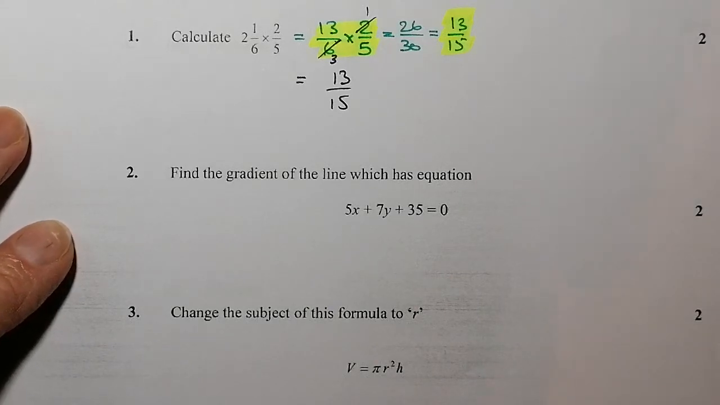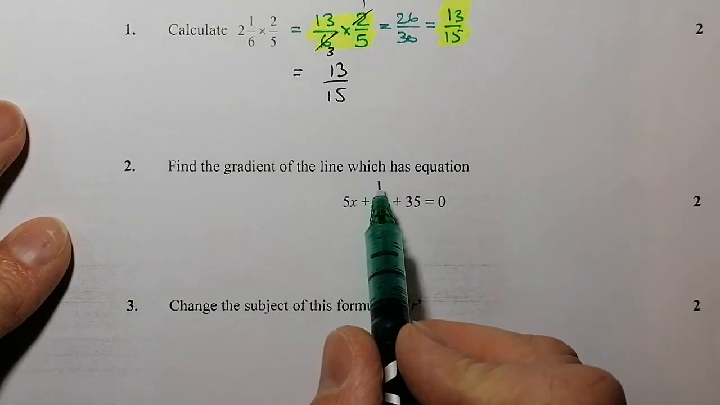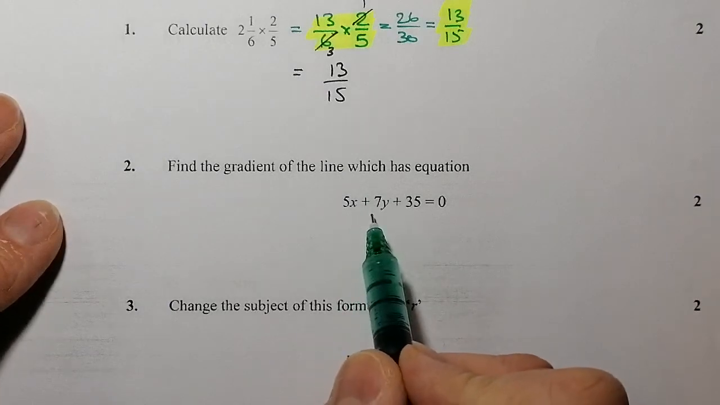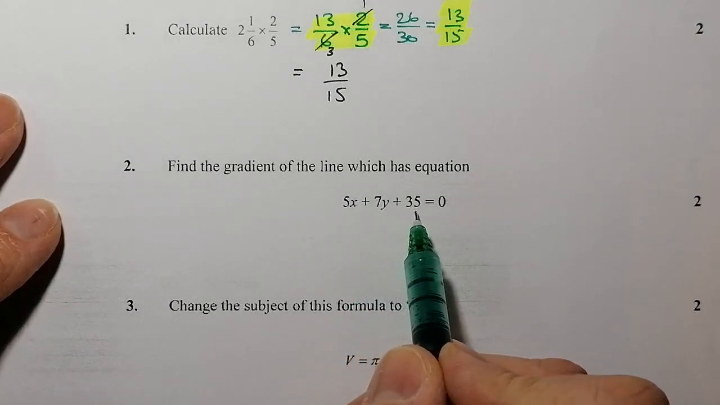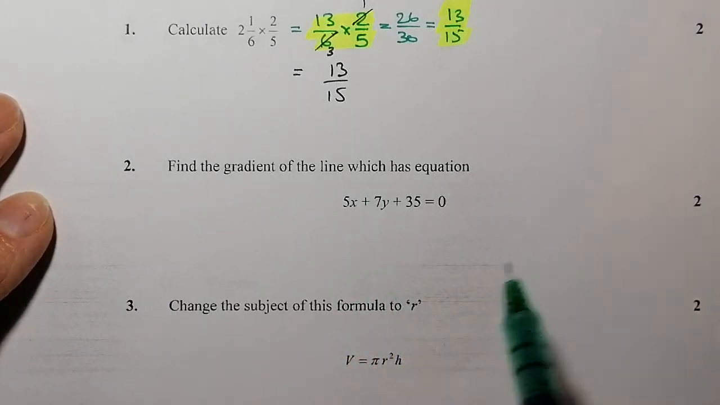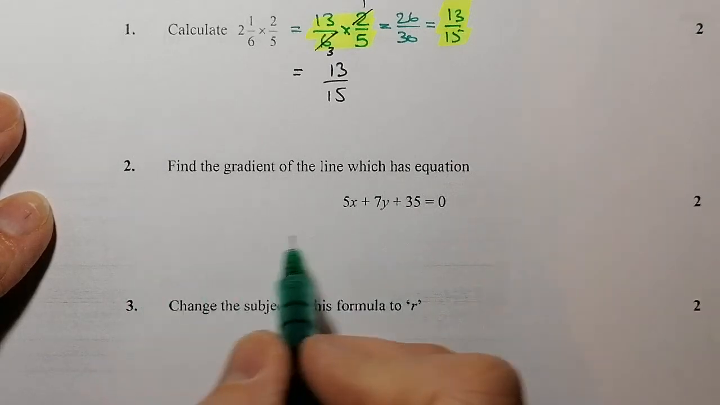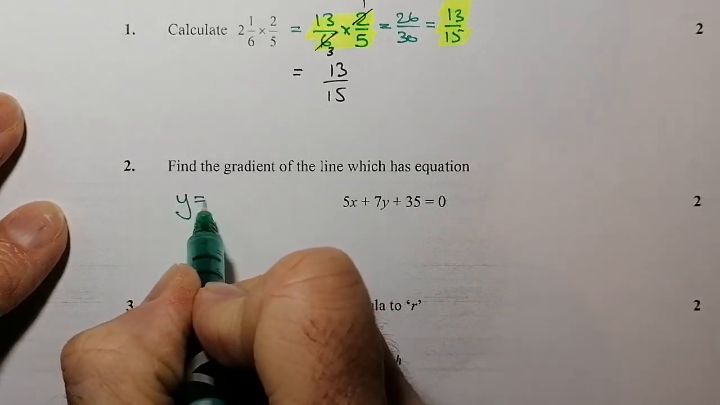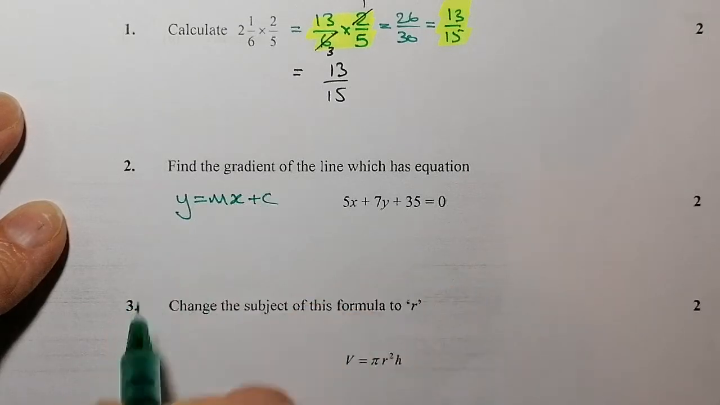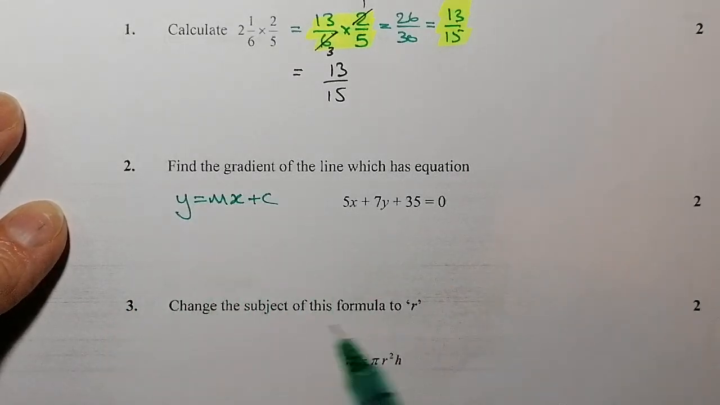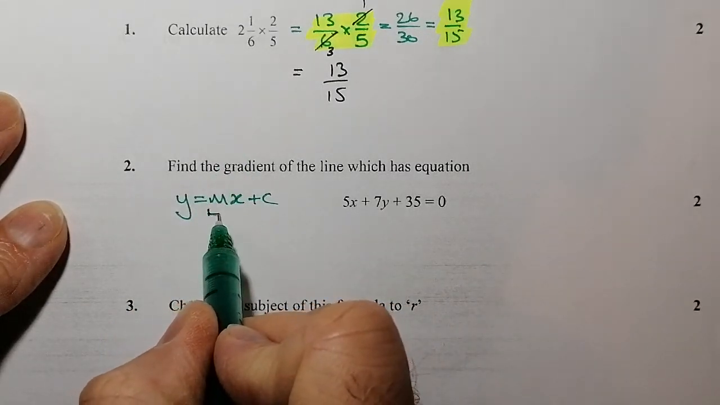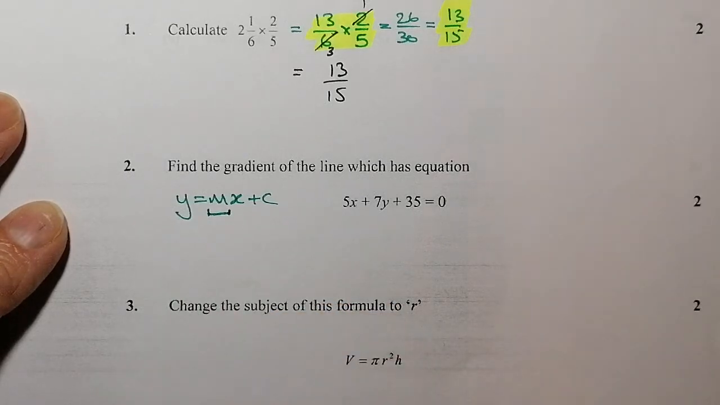Next question, we've got find the gradient of the line which has equation 5x plus 7y plus 35 equals 0. So what I'd like to do with this equation is get it into the form y equals mx plus c. Then I'm going to grab the number in front of the x, the coefficient of x, and that's going to be my gradient. So I'm going to rearrange this equation first of all.